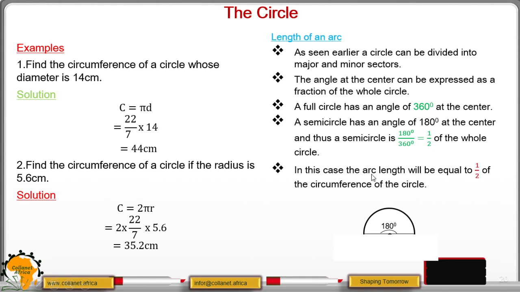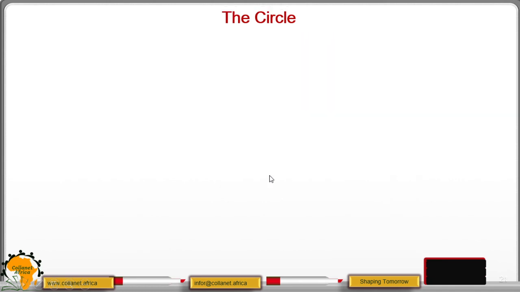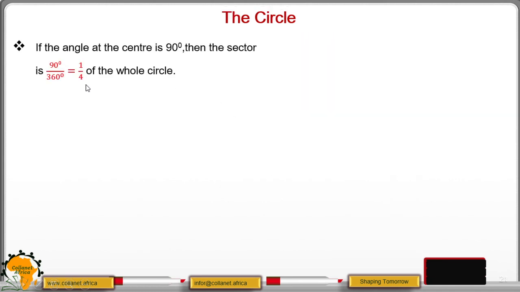So in this case, the arc length will be equal to a half of the circumference of the circle, which implies that if maybe the circumference was 44, and now you want to get the length of this arc, it will be a half of 44. But note this is when we are considering the semicircle. Then from there, we have another part.